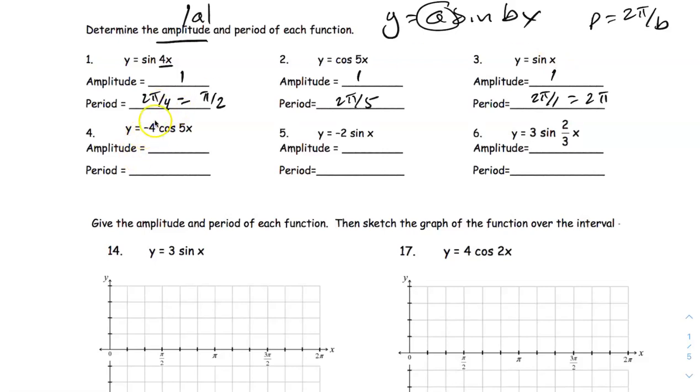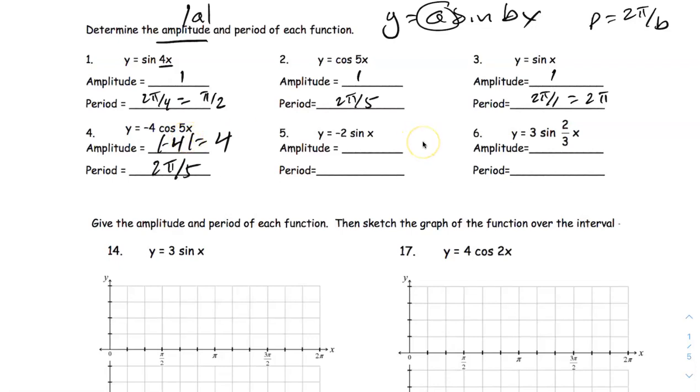And now here we have a negative 4, but the amplitude is always positive. Negative lets you know how the graph's going to go, so it's a vertical flip. But the amp is still like, how far from the origin do you go? Or from the midline do you go? In this case, it'll be 4. Right, so amp, so I guess I should probably do this. There we go, and then we get 4. And then the period's 2 pi over 5.